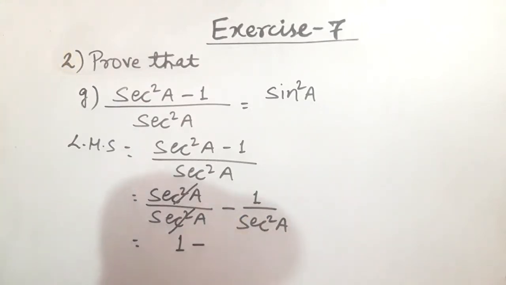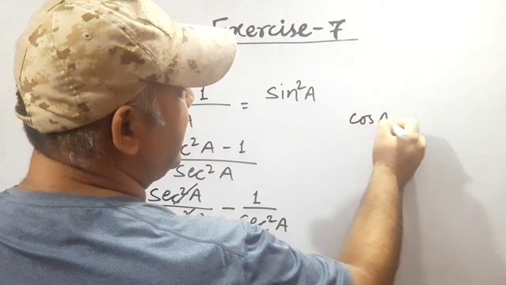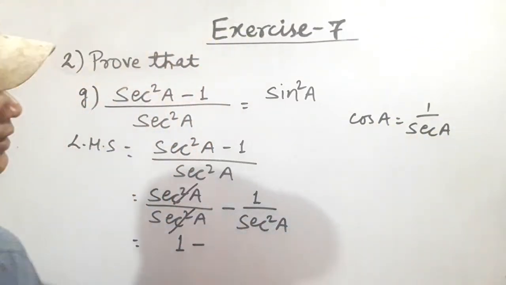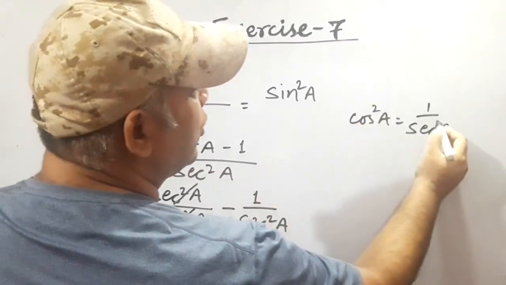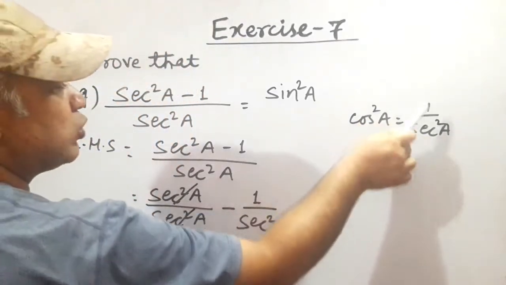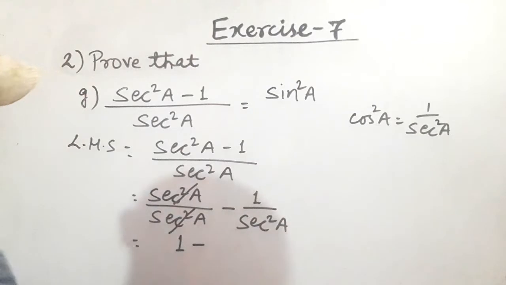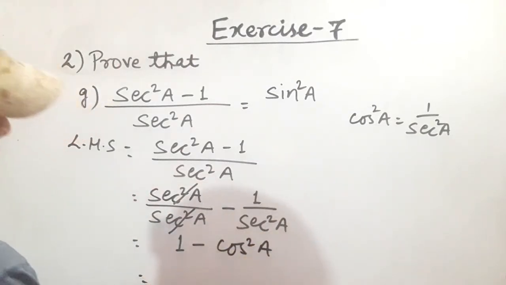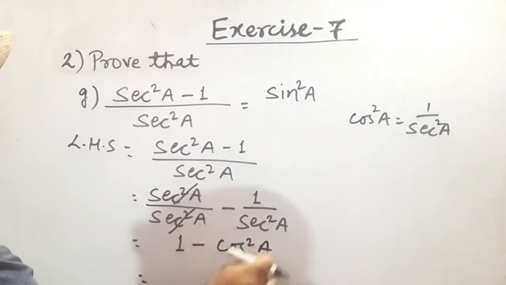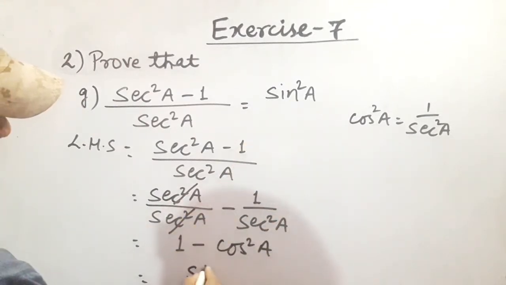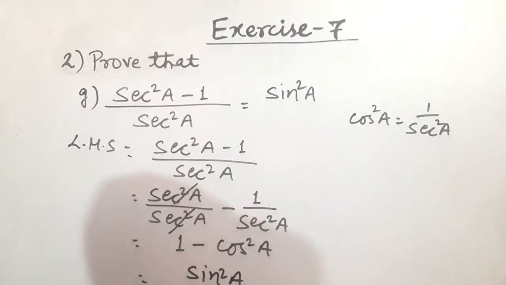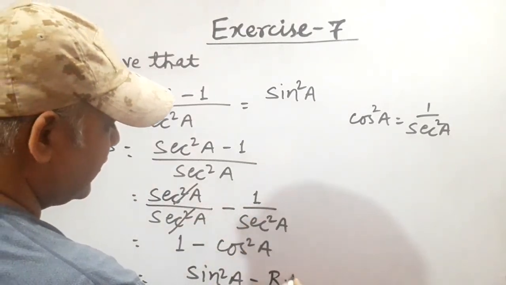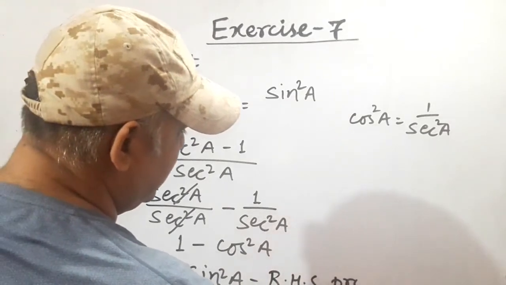So what is 1 by sec square? We have cos A equals 1 by sec A from reciprocal relation. So cos square A equals 1 by sec square A. So 1 by sec square can be written as cos square. 1 minus cos square A equals sin square A according to Pythagorean relation. So we got our right hand side. Proved.